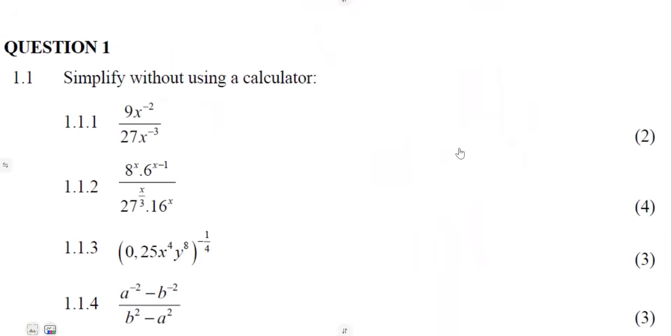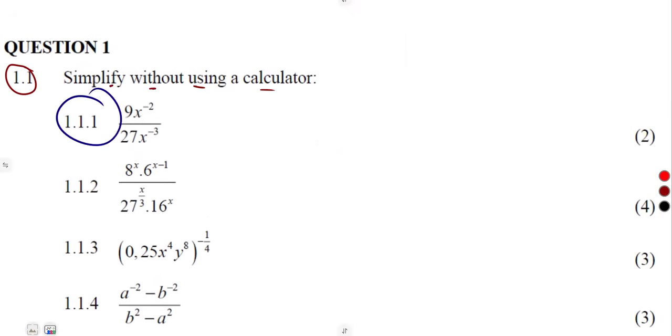Question number one, we had questions to simplify without using a calculator on 1.1. So that was to simplify without using what? A calculator. All right, let us see what we have.